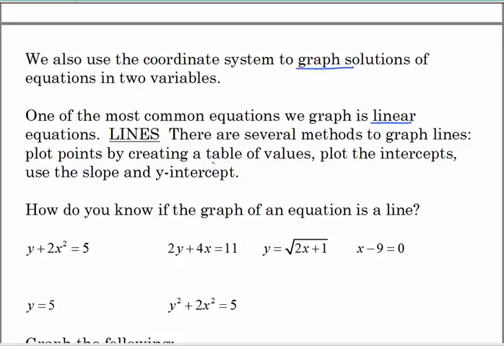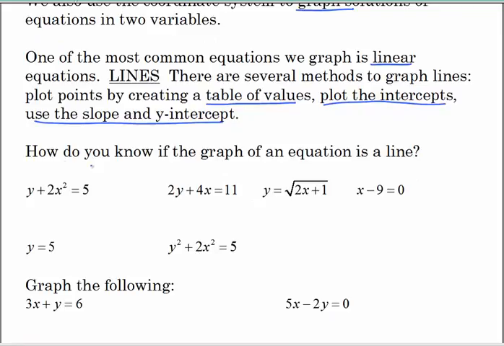You've learned how to create a table of values, possibly called a T-chart in high school. We're going to look at intercepts, but usually the most popular way is the slope and the y-intercept. Most of my students remember y equals mx plus b from high school, and we are going to discuss that.